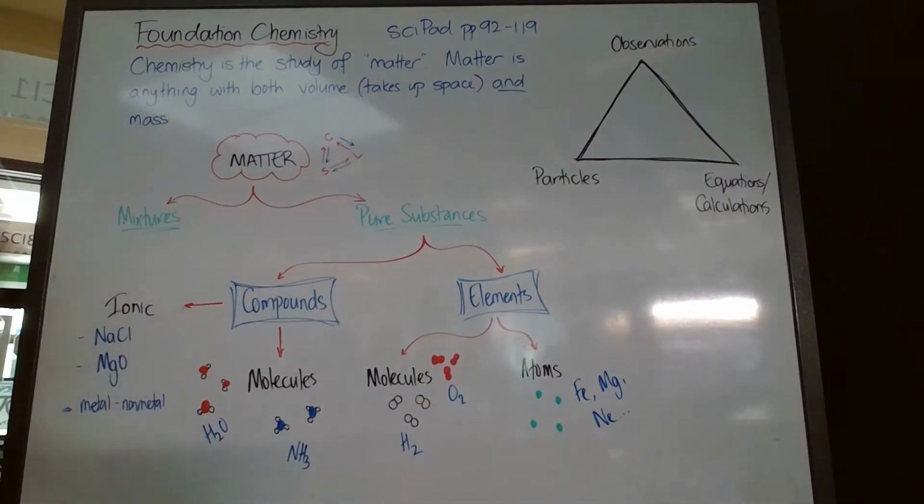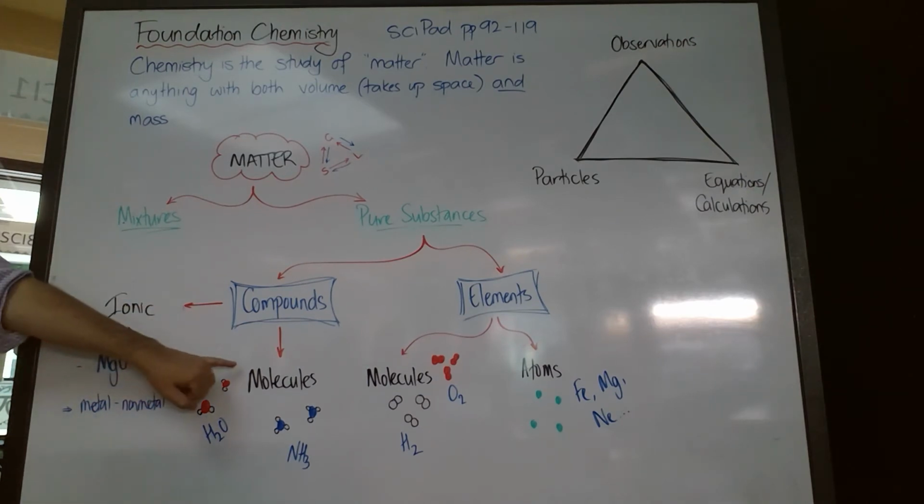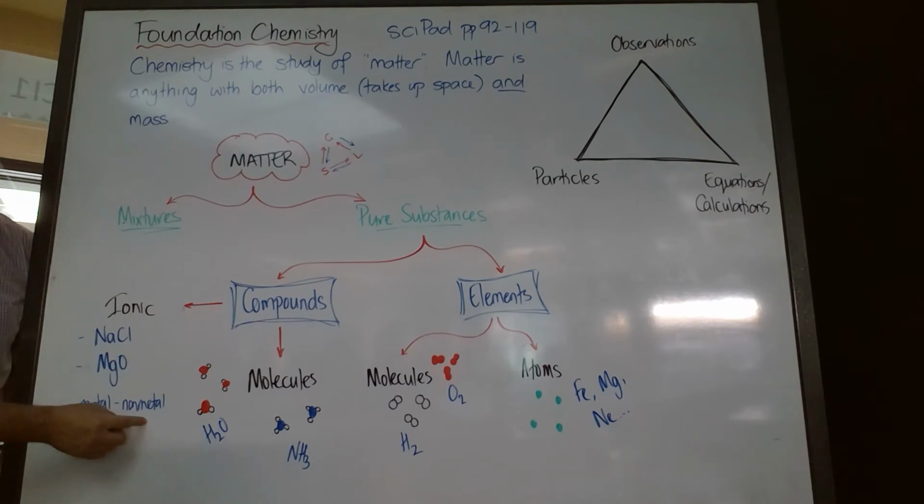For this year, we can split our compounds into two groups as well. Our molecules and our ionic things. So our ionic compounds and our molecular compounds. Our ionics is a metal with a non-metal, or a metal with a group of non-metals. So something like sodium hydroxide, copper carbonate, those sorts of things.